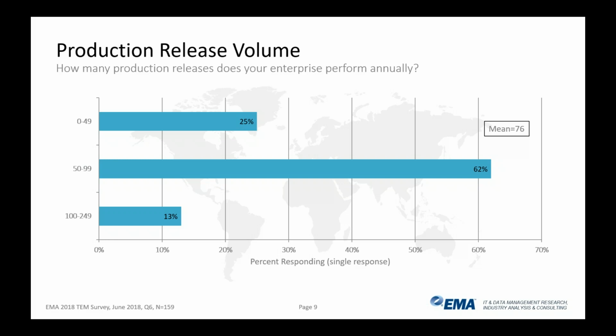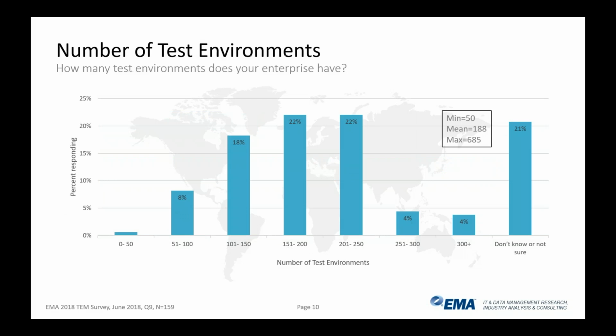Okay, so production release volume. We talked about that. So now let's talk about the distribution of test environments. So most enterprises here were in the 100 to 250 range when it came to the number of test environments. You can see the mean here that I calculated was 188. But the minimum number of test environments was just 50. The maximum was actually 685. So quite a broad distribution, but as you can see, the sweet spot here, as I said, was 100 to 250.